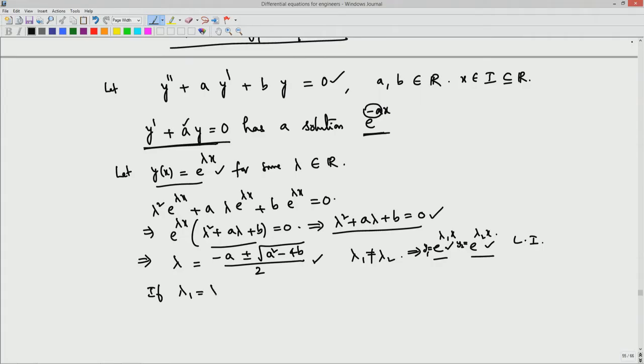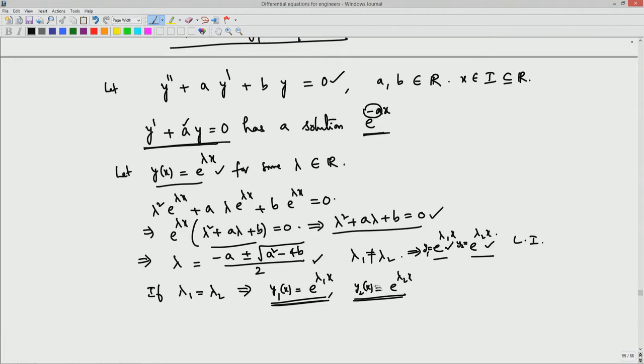So, the other case is lambda 1 equal to lambda 2. This will give me y1 of x is e power lambda 1 x. What is the other solution? If you use y2 as e power lambda 2 x, it is actually the same; if you divide y1 by y2 you get a constant, because lambda 1 equals lambda 2. So you are not getting a second linearly independent solution. But you already know how to get your second linearly independent solution, having known one non-zero solution. Non-zero implies linearly independent.